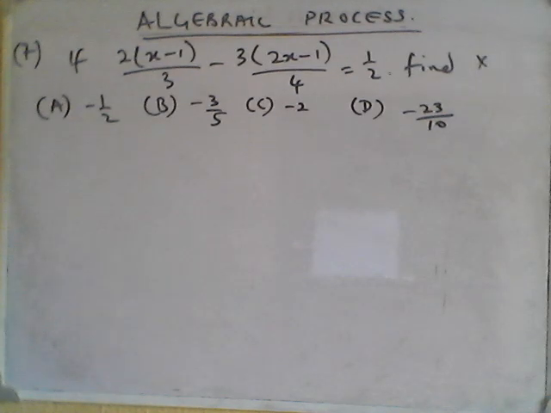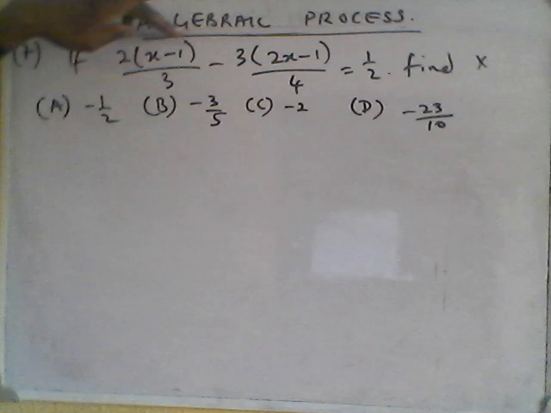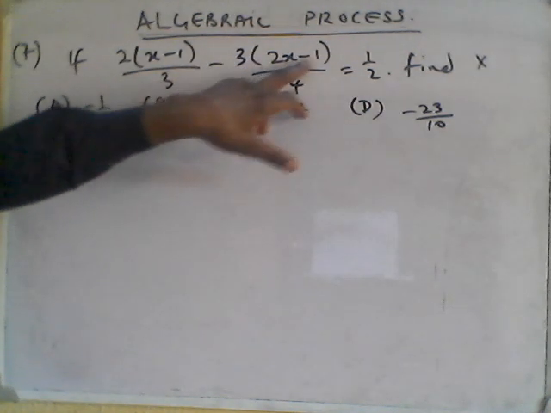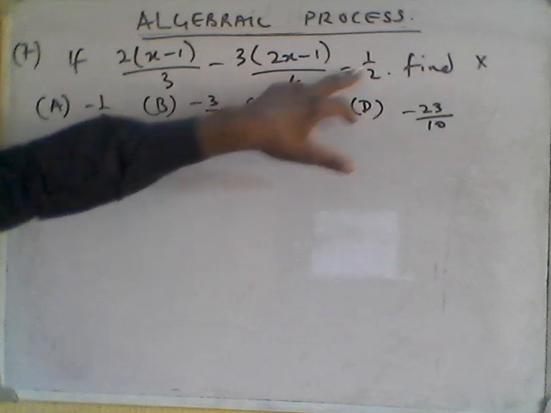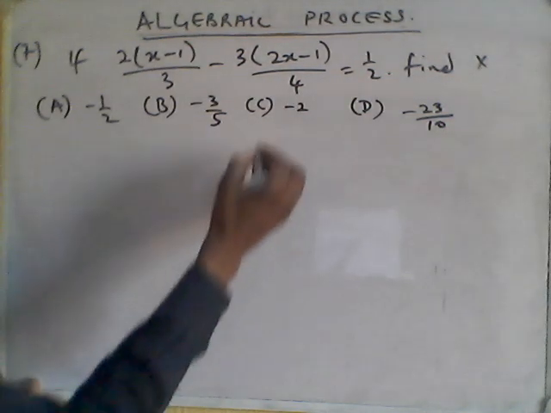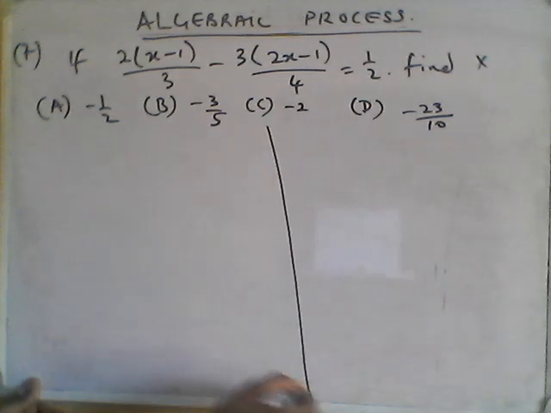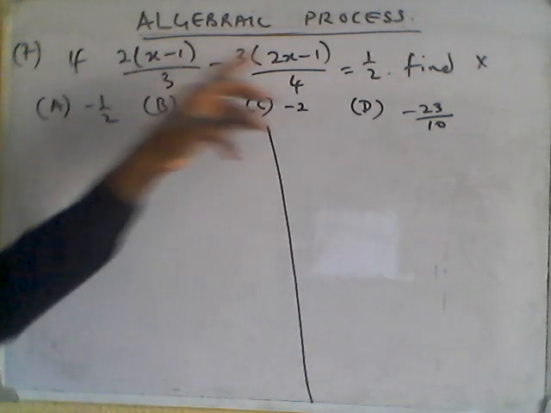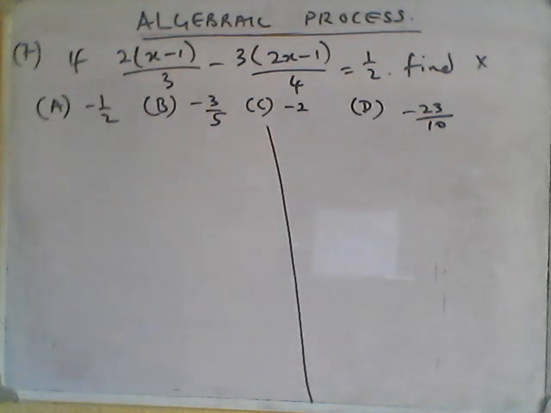So still on that algebraic process, we have this question. If 2 open bracket x minus 1 close bracket over 3 minus 3 open bracket 2x minus 1 close bracket over 4 is equal to half, find x. This is just a fractional case of a linear equation. The linear equation is an equation in which the highest power of the variable is 1. I have only one variable here, that's x, and the power is 1, highest power.